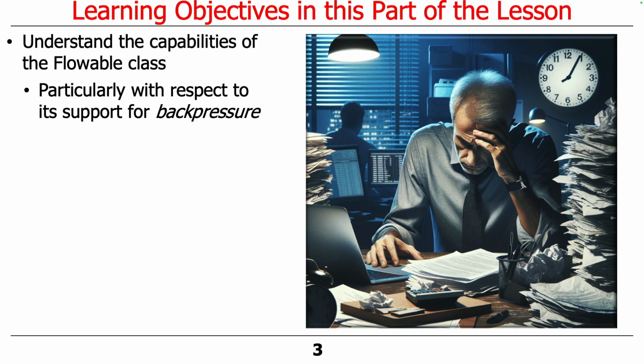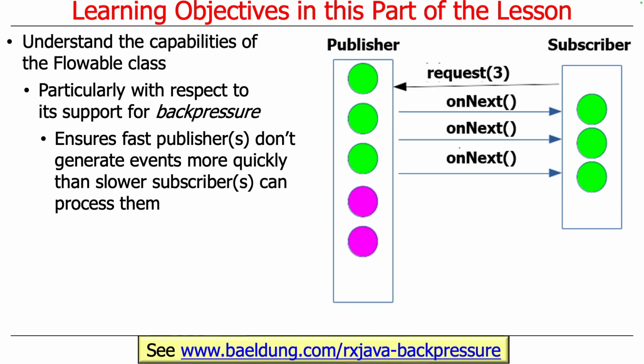In particular, it supports back pressure, and we'll talk about what back pressure is. I asked ChatGPT and DALL-E to generate me an image that represented someone who was under pressure, and that's what it came up with. So I thought that was pretty cool. The clock is ticking, and there's a mountain of work to be done. That's kind of how I feel when I'm reviewing code, except it's not coming in paper form.